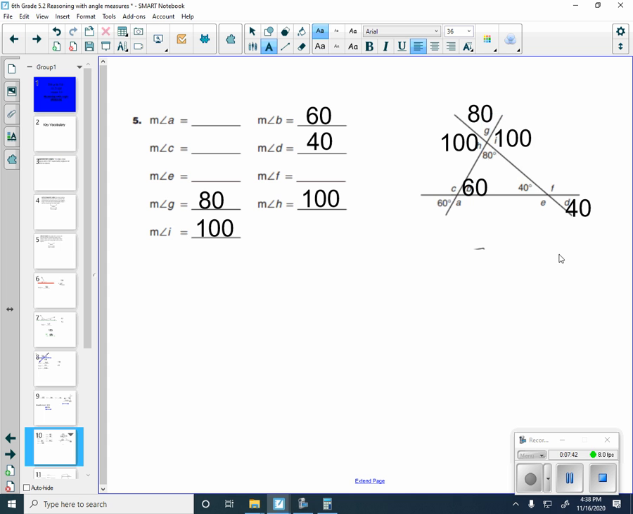Let's do the math here. We have 40, and what would F be? Well, what's 180 minus 40? It is 140. So if F is 140, F is 140 over here. Take a look here. And if F is 140, that means E has to be 140.